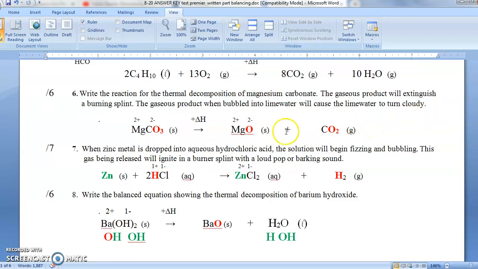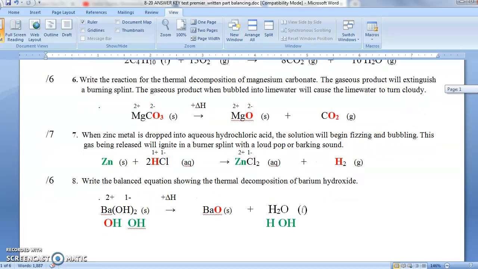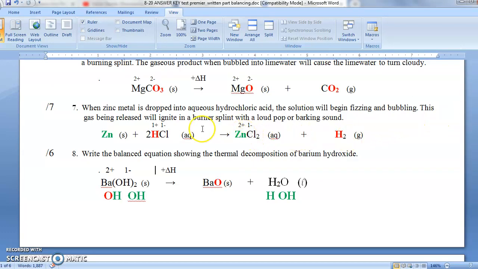Now, let's take a look at where they get the formula for magnesium oxide. When that oxygen stays with the magnesium, we know the oxide ion is 2-. Magnesium is always 2+, crisscross, reduce. We end up with MgO. We have 1 oxygen there, 2 there for a total of 3. We have 1 carbon here, 1 carbon here, 1 magnesium here, 1 magnesium here. It is balanced. We move on to reaction number 7.